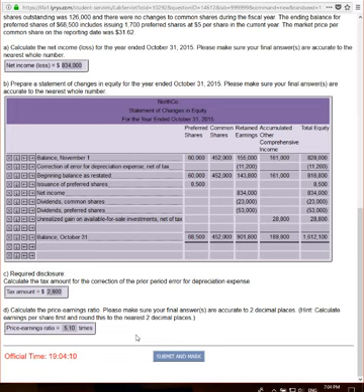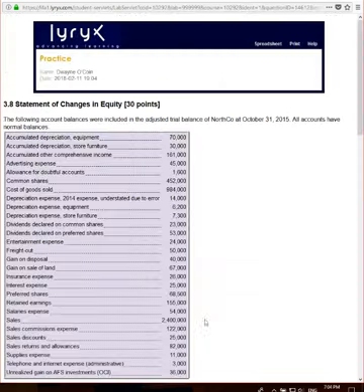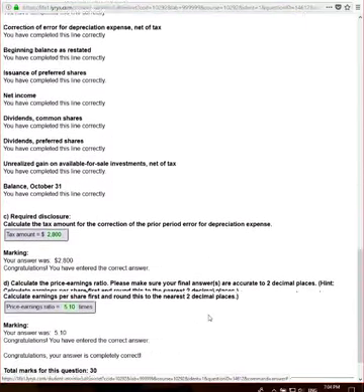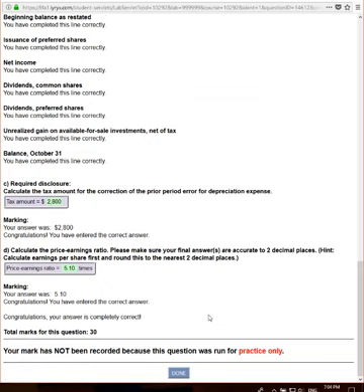That looks to be all of the information that we need to add. So let's check to see what Lyric thinks of all of this. Lyric seems to be happy with it. And we've earned all the marks, so we're done.